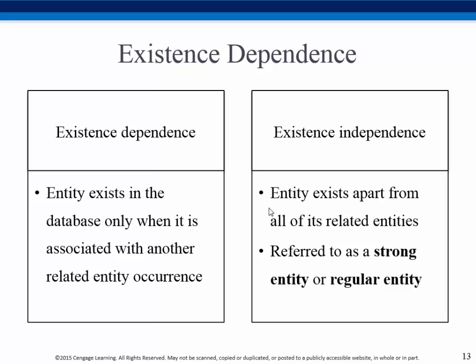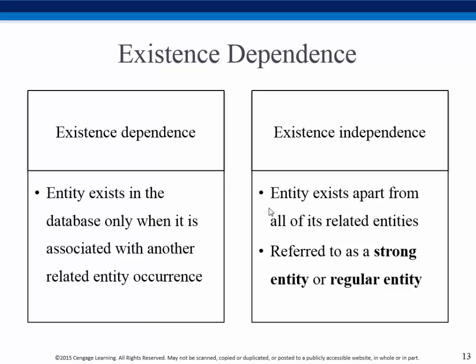Existence dependence. An entity is said to be existence dependent if it can exist in the database only when it's associated with another related entity occurrence. In implementation terms, an entity is existence dependent if it has a mandatory foreign key. That is a foreign key attribute that cannot be null.